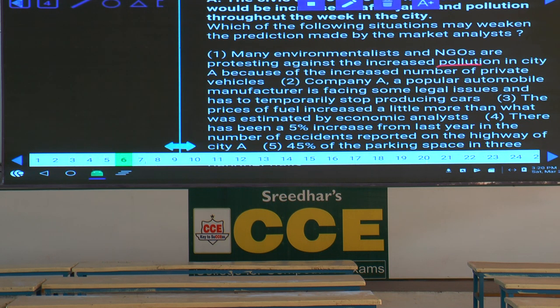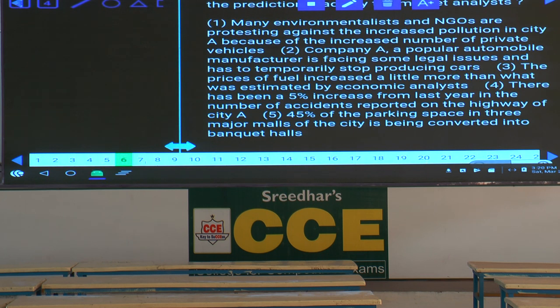Now this is supporting the analyst's claim rather than weakening it. Hence, choice 1 cannot be your answer. Then coming to the second, Company A, a popular automobile manufacturer, is facing some legal issues and has to temporarily stop producing cars. It doesn't mean that the number of cars increase will be less, isn't it? We cannot definitely say, because there are other players from whom these persons will buy cars. That means this company's cars may be reduced, whereas the other cars can increase.